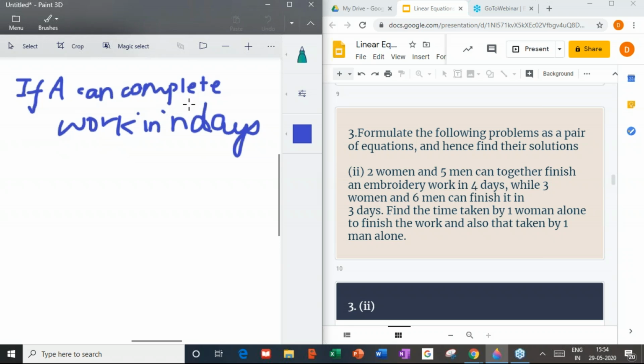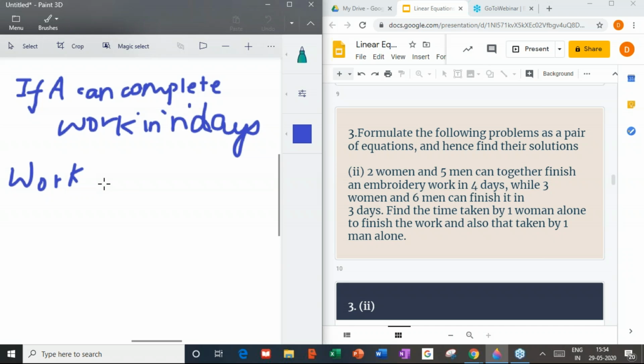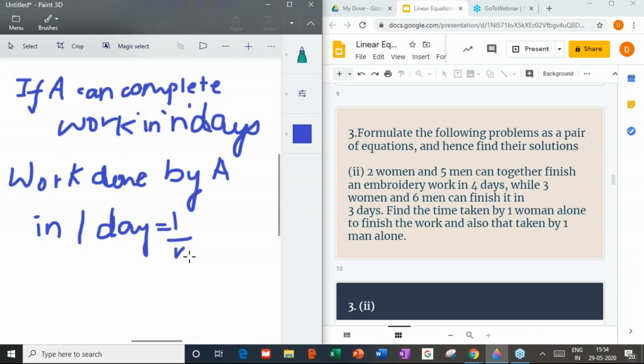Okay, if A can complete work in n days, work done by A in one day is 1 by n. Okay, this statement is the crucial statement here. What is A? I'm just assuming it could be somebody, or in this question it's women and men, right? So if women can complete work in n days, work done by women in 1 day is 1 by n. That's all I'm saying.